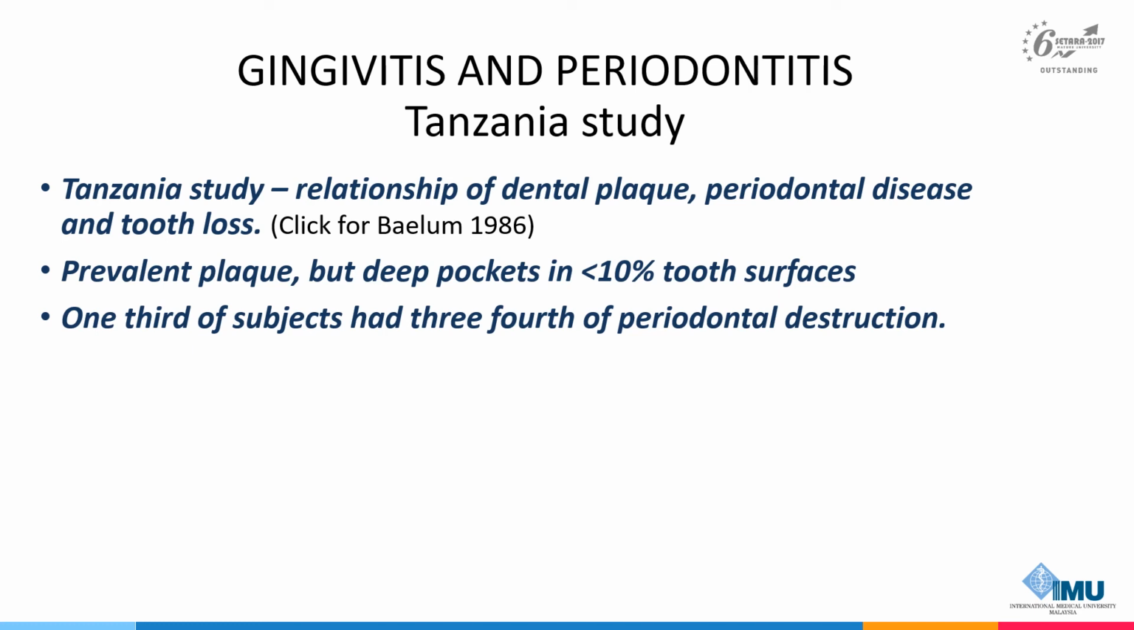75% of the tooth sites with attachment loss of more than 6 mm were found in only 31 of the subjects, indicating that advanced periodontal disease was not readily correlated to supragingival plaque levels.